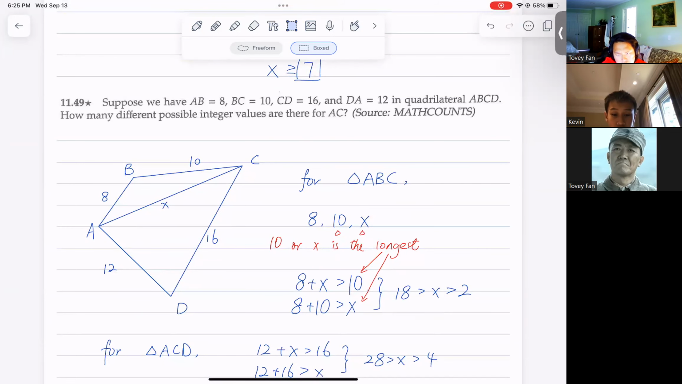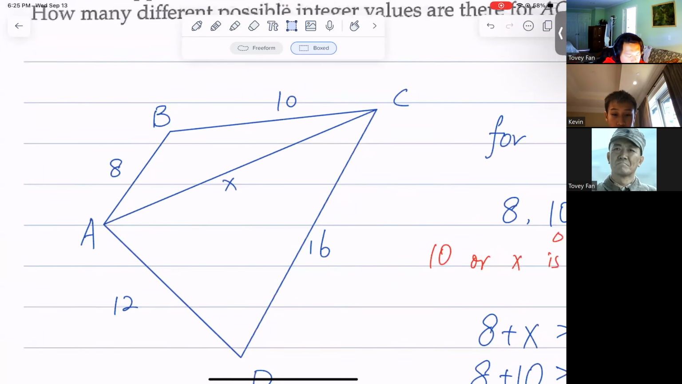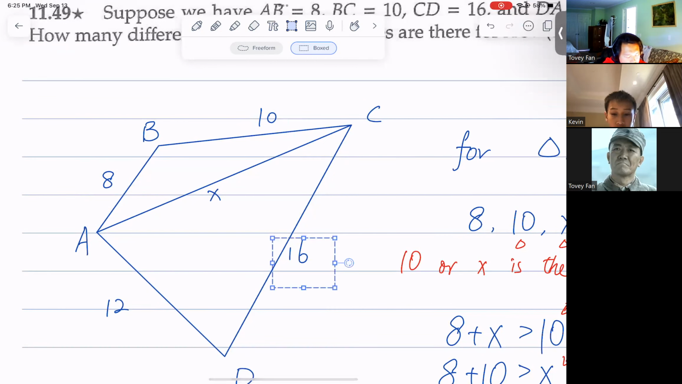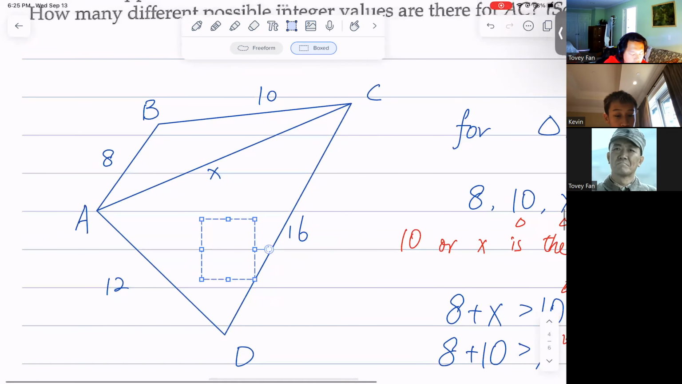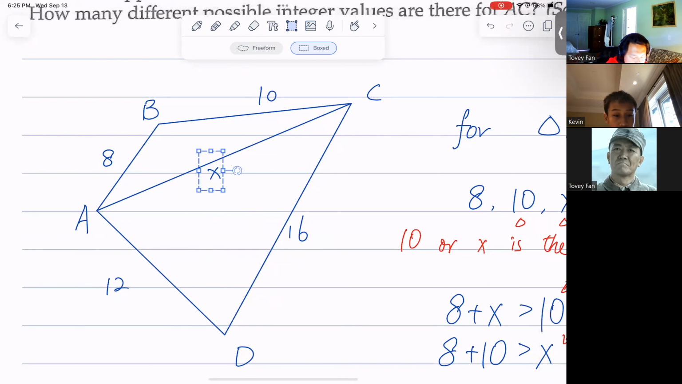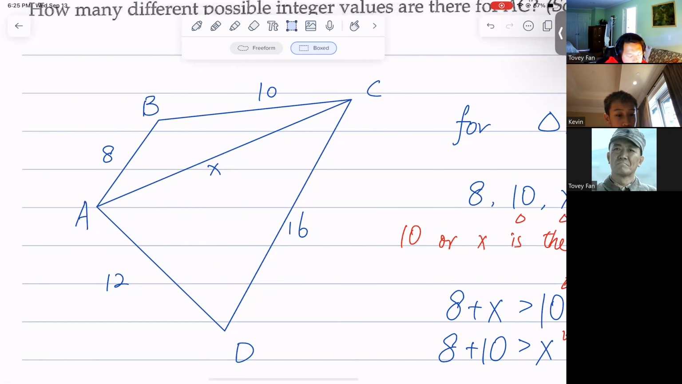11.49, again, triangular inequality. This is a diagram: 8, 10, 12, 16. The question is asking, what can x be? Because ABC is a triangle and ACD is also a triangle, for both triangles this x has to satisfy the triangular inequality. Let's do this briefly. If you look at triangle ABC, what are the possible values of x?